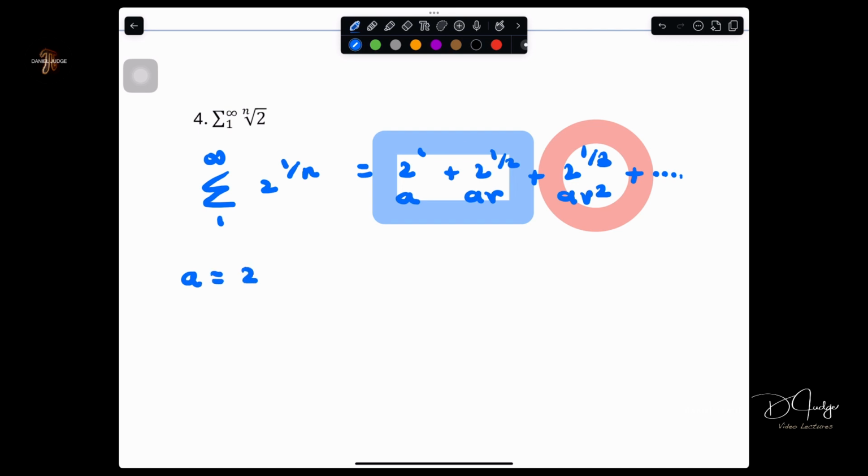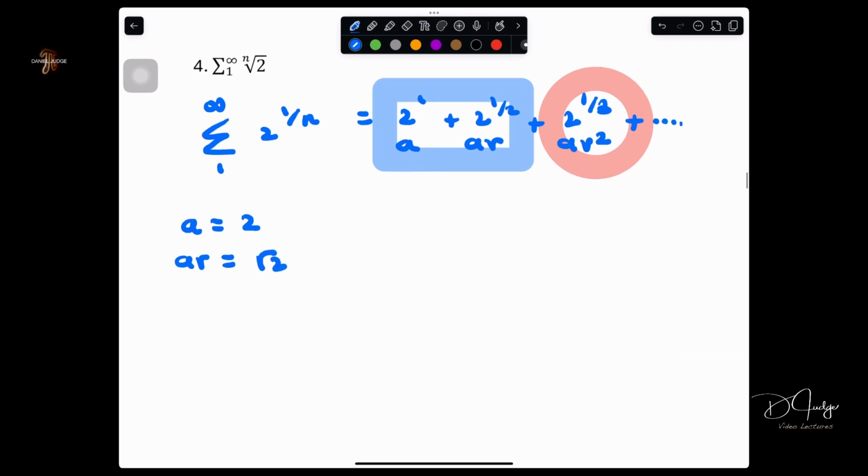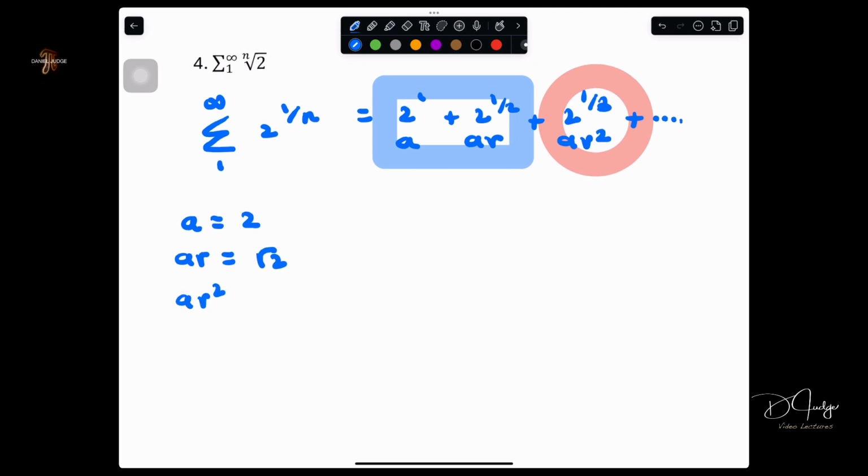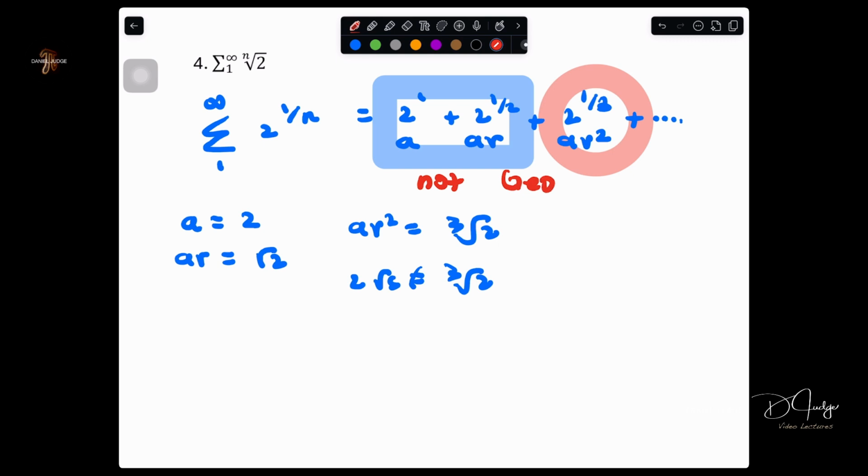This means a is 2. AR is the square root of 2, 2 to the 1/2. And AR squared needs to be the cube root of 2 now, because that's 2 to the 1/3. 2 times the square root of 2, this certainly is not the cube root of 2. So this series is not geometric. All right.